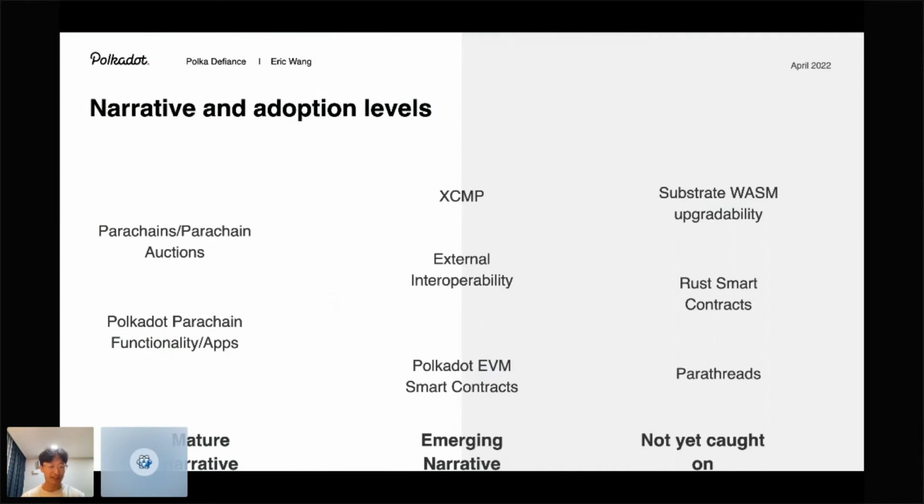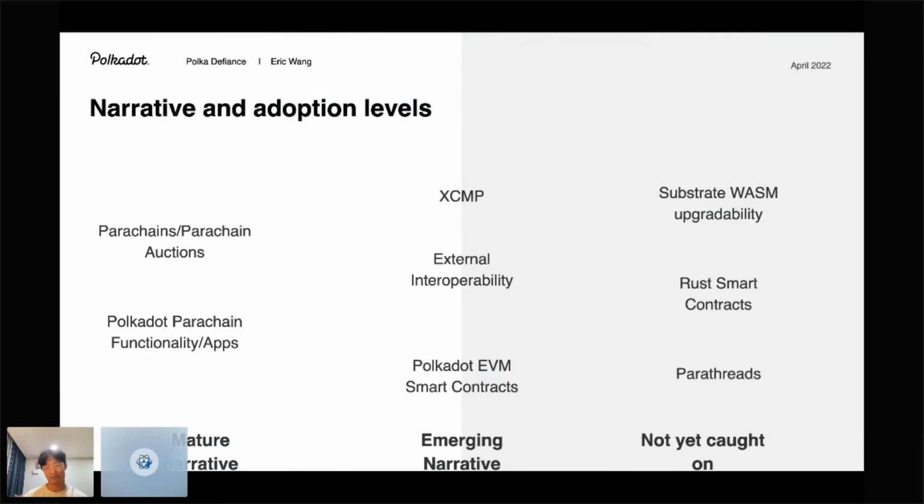So just like the level of technical deployment, stuff like parachains and parachain auctions and parachain functionality and parachain applications are relatively mature, and the level of deployment already shows that, even though they're growing significantly. Stuff that's maybe a little bit less understood, but emerging and rapidly growing in terms of stories that builders, as well as the retail community, generally understand are stuff like inter-parachain interoperability through XCMP, external interoperability, as well as EVM smart contracts.